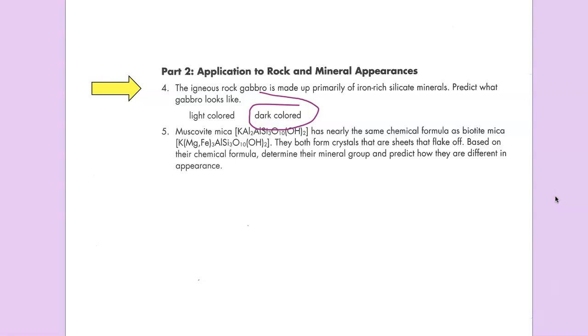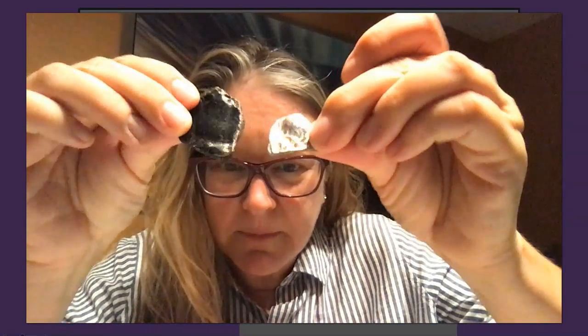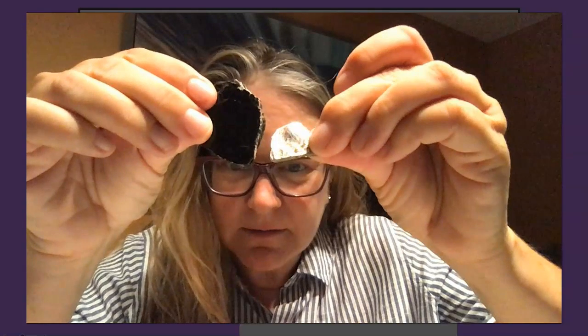Then we have the two micas, muscovite mica and biotite mica. Their formulas are kind of long and very similar. However, they're not exactly the same, so it asks you to differentiate them. So first of all, they're definitely silicates because they have silicon in their structure. But biotite has iron and magnesium, so it's going to be a dark-colored silicate. Muscovite does not have any iron or magnesium, so it's going to be a light-colored silicate. Here is biotite, which is very dark, and muscovite, which is very light.